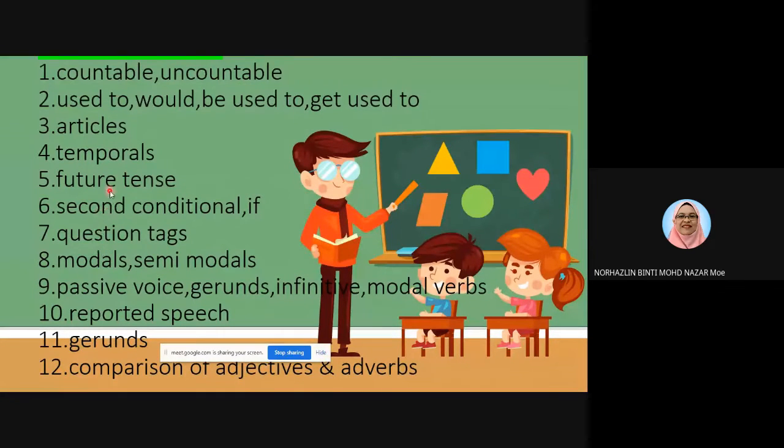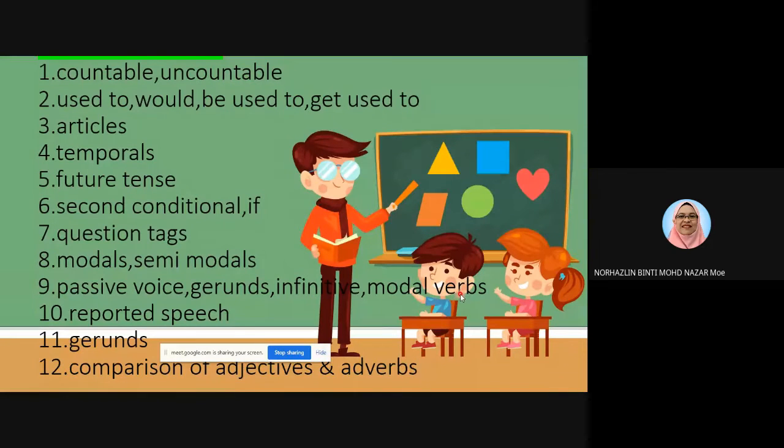Question tags, soalan with a question mark. Ada positive question tag, negative question tag. Modals, semi-modals. Now what's the difference, modals, semi-modals? You have modals ni, semi-modals. So what's the difference? Passive voice. How to use passive voice? When to use passive voice? What is gerund? Semua similar to noun, betul ke sama similar to noun? Infinitive. I'm sure that you get used to infinitive.